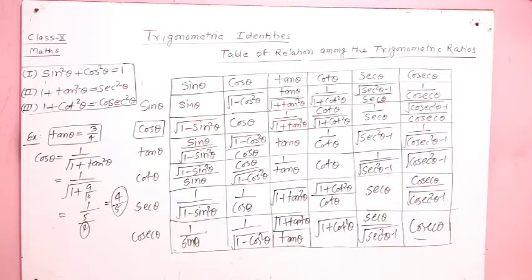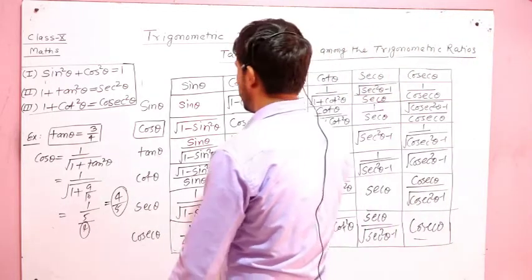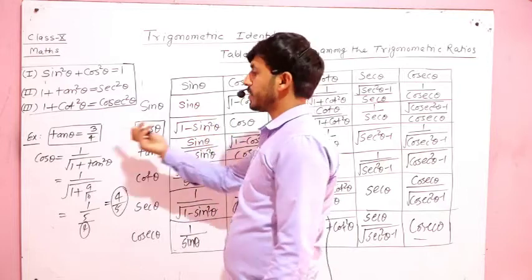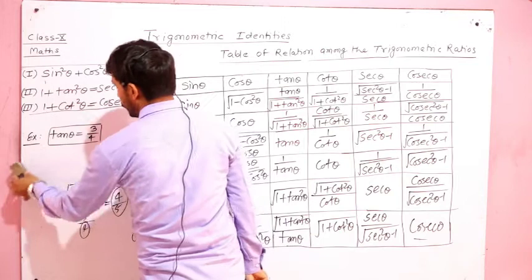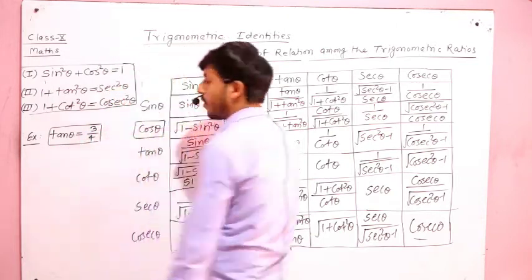Again, if we have to find the next value, tan theta in terms of tan theta is 3 by 4, no doubt. Again, for the next relation, we have to find the value of cot theta.